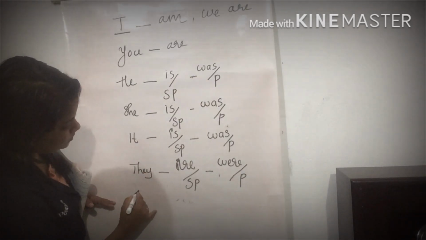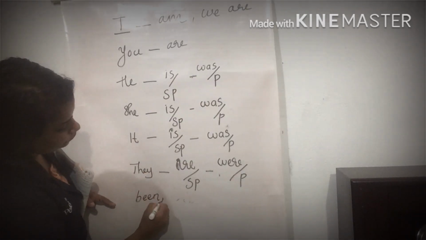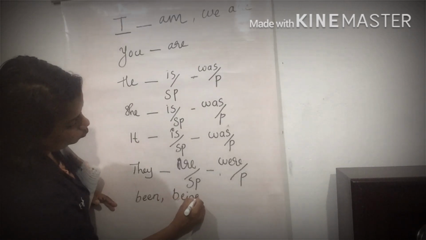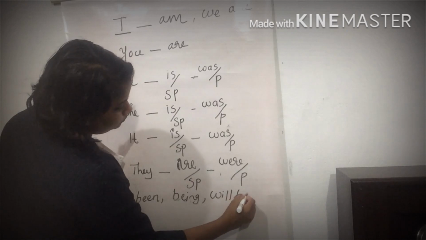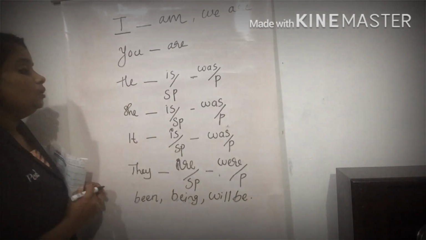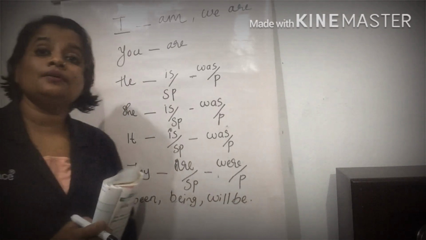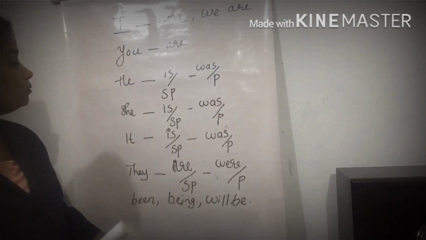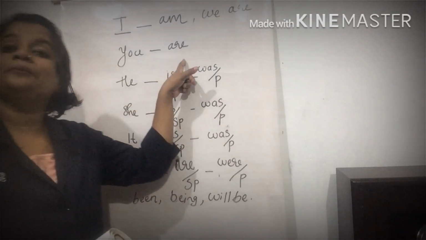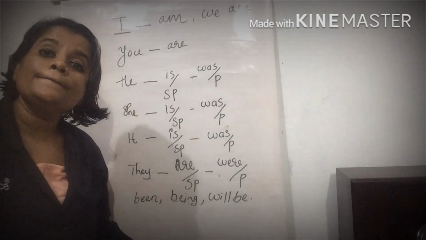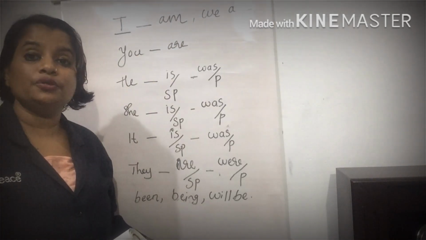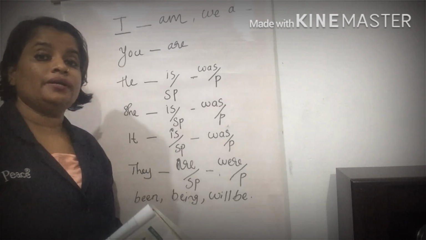Next, additional verbs are been, will be. So we can use these verbs instead of be. This is known as the forms of be. We are using these mainly in English grammar.